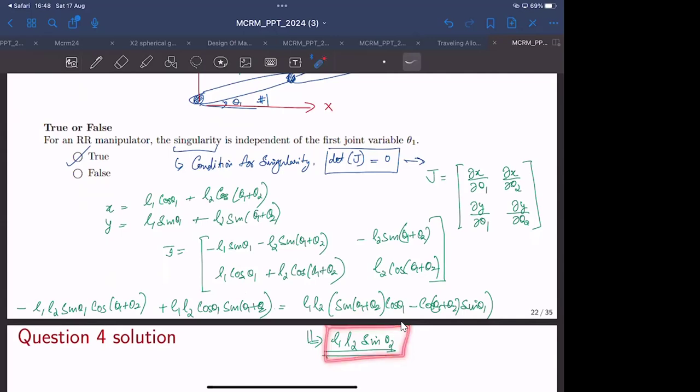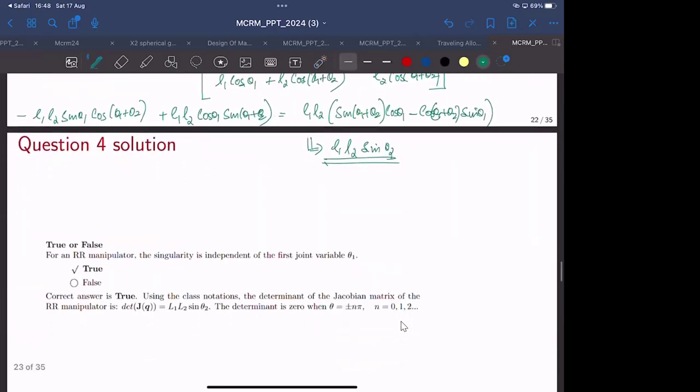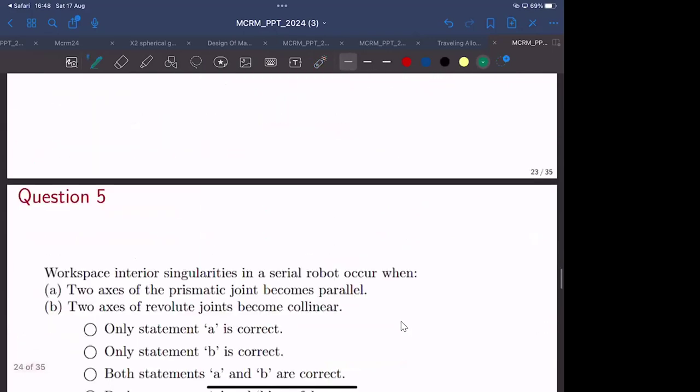And as you can see, this term is independent of theta 1. So the statement itself is actually correct. For the RR manipulator, the singularity is independent of the first joint variable theta 1. So the answer is indeed true. Okay, moving on to question 5.